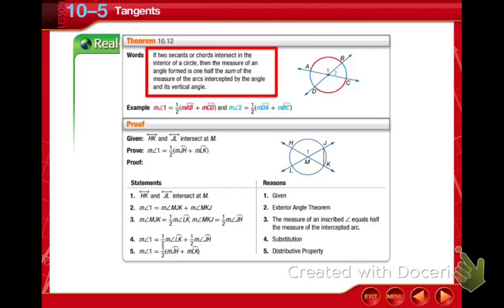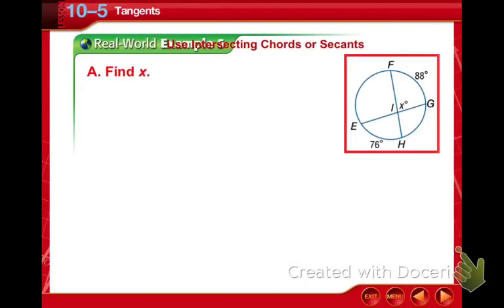Beneath the words, we have that the measure of angle 1 is equal to 1/2 of the measure of arc AB plus the measure of arc CD. So, same applies for the measure of angle 2 and the arcs with it. Alright? So you can always pause it and check and make sure you know what this is saying, by the way.